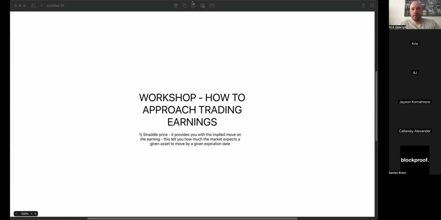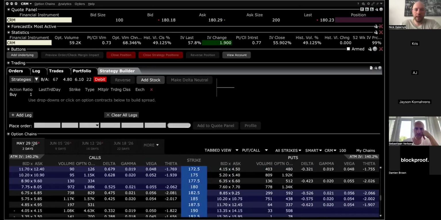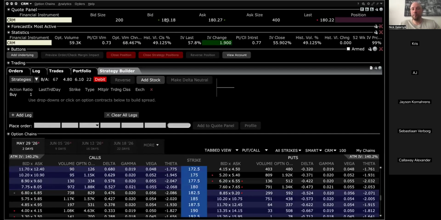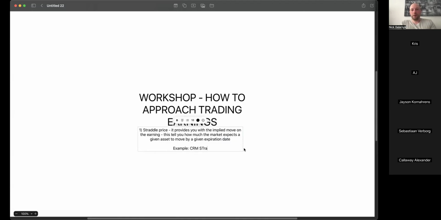So if we price out the straddle right now on Salesforce, same expiration, so nearest expiration date, which is this Friday, the combined cost of the at the money calls and puts is about $16 overall. So that tells us that the market expects that Salesforce will move plus or minus 16 points from the current price. So now we have our CRM straddle, which equals plus or minus 16 points.